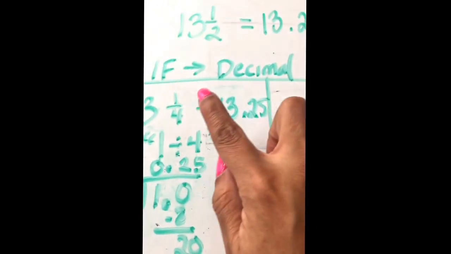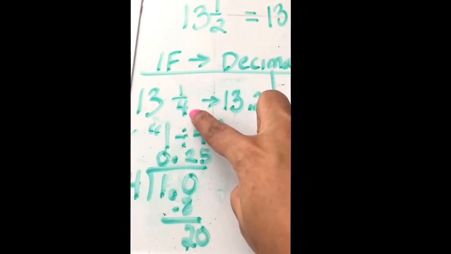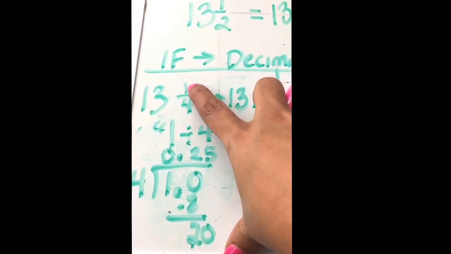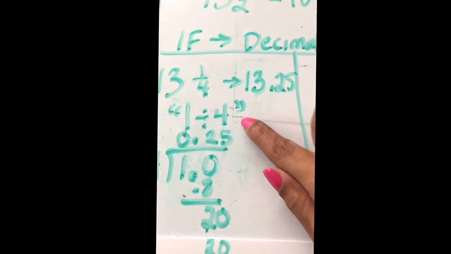You can either change it to an improper fraction, then a decimal, or you can just leave the 13, that's a whole number, and just take your fraction and divide it. Remember, you're always reading it from top to bottom for a division, 1 divided by 4. That's the way we're doing our division, and that's the way we're solving it out.